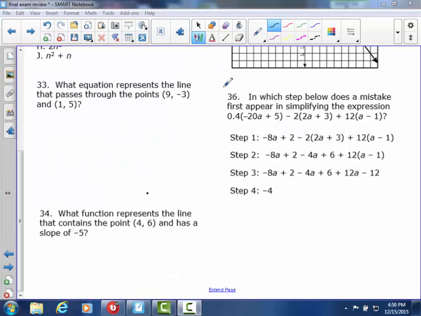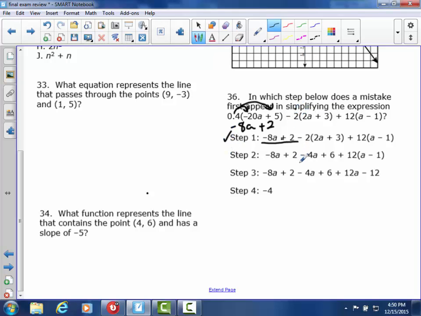Okay, question 36. In which step below does a mistake first appear in simplifying the expression? All right, from step 1, or the first step, the change appears here, and the parentheses are gone, so it looks like they distributed. Okay, so 0.4 times negative 20 is negative 8a. 0.4 times 5 is positive 2, so that's a match, so no mistake there.